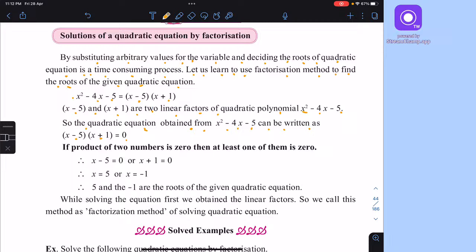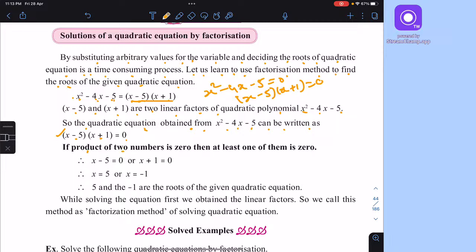If we have the polynomial x square minus 4x minus 5, which can be factorized as x minus 5 multiplied by x plus 1, so if we have the equation x square minus 4x minus 5 is equal to 0, we can definitely write this as x minus 5 multiplied by x plus 1 equal to 0. That is what they are saying.